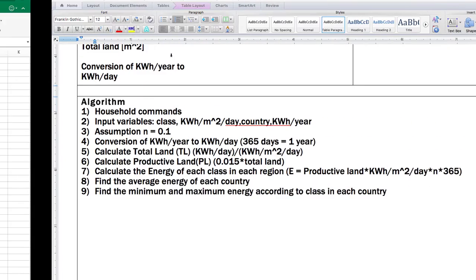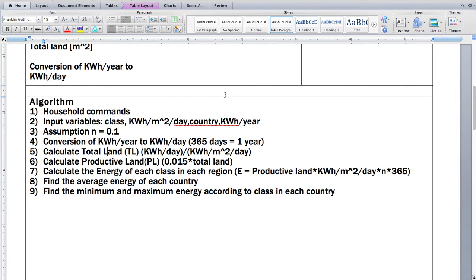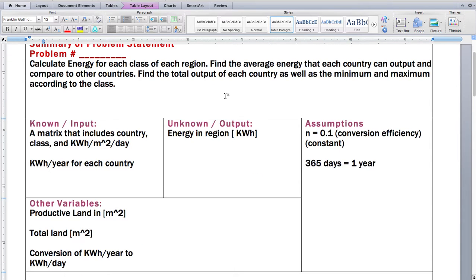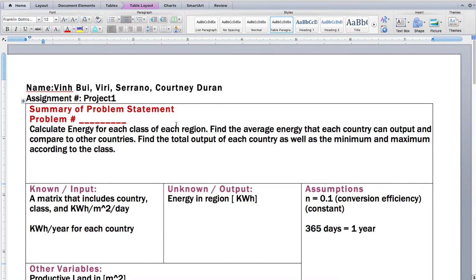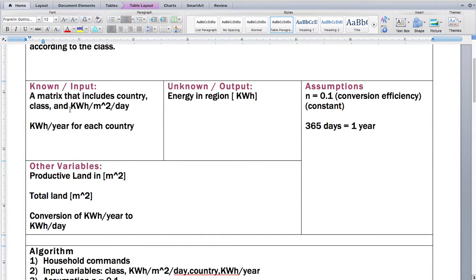For our project, we're going to calculate the energy that corresponds to each country, as well as find the minimum energy based on the classes within each country, as well as the maximum energy for each country. Here's our algorithm, and as it says here, our input is going to be that matrix with all the data. Our output is going to be the energy in region.